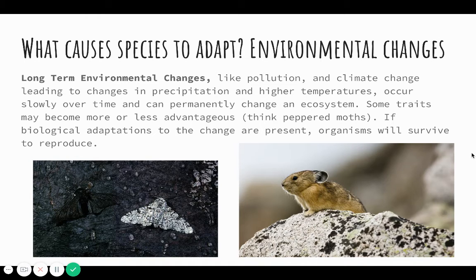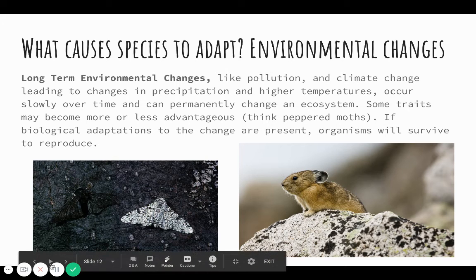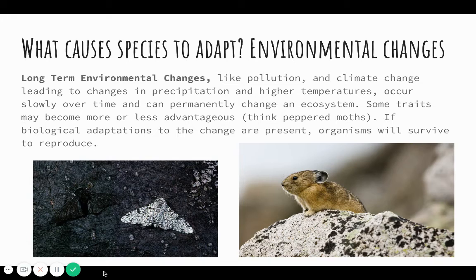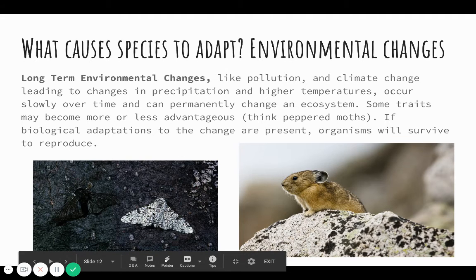Long-term environmental changes can also cause a species to adapt. These are changes like pollution and climate change, leading to changes in precipitation and higher temperatures. These changes occur slowly over time and can permanently change an ecosystem. Some traits may become more or less advantageous. If biological adaptations to the change are present, organisms will survive to reproduce. We've seen this already with our peppered moths during the Industrial Revolution.